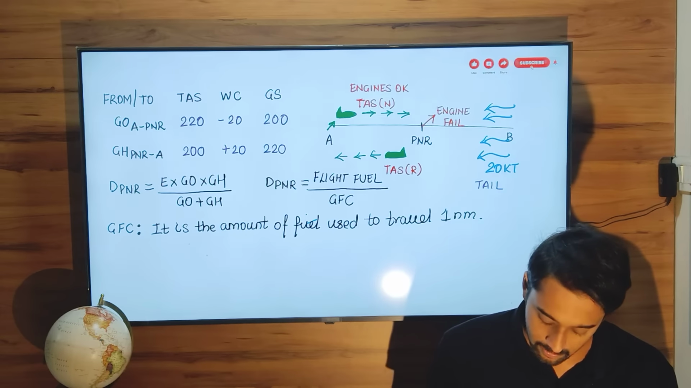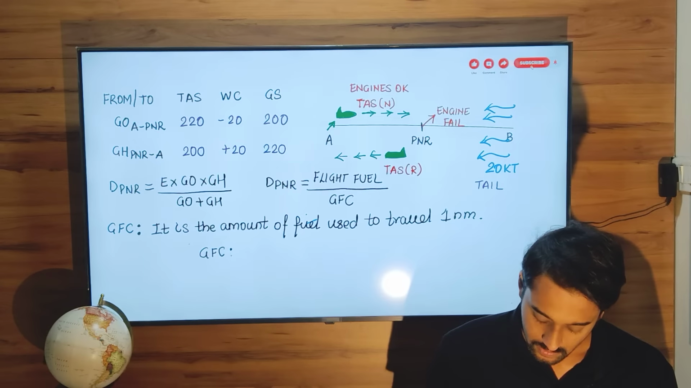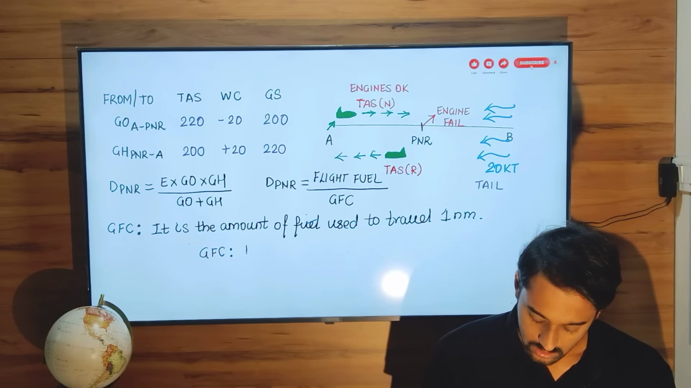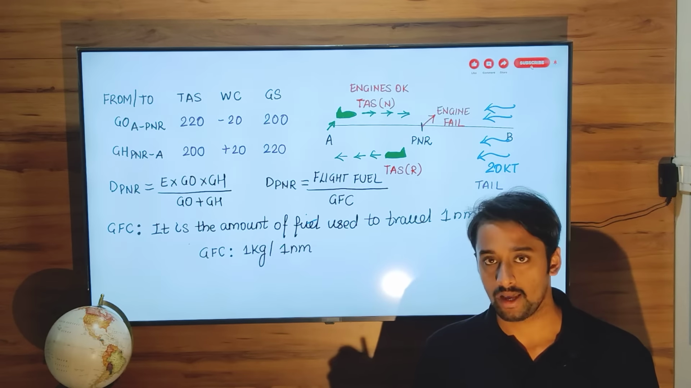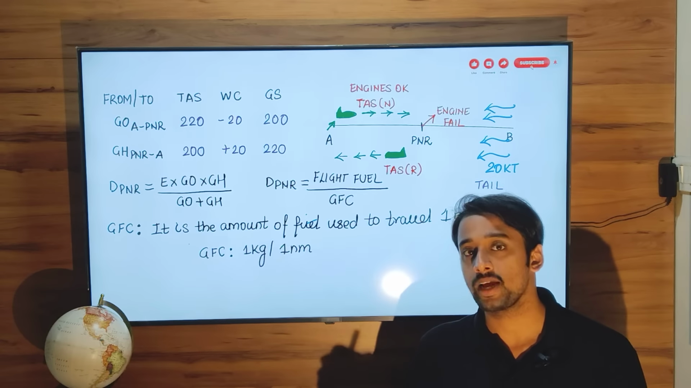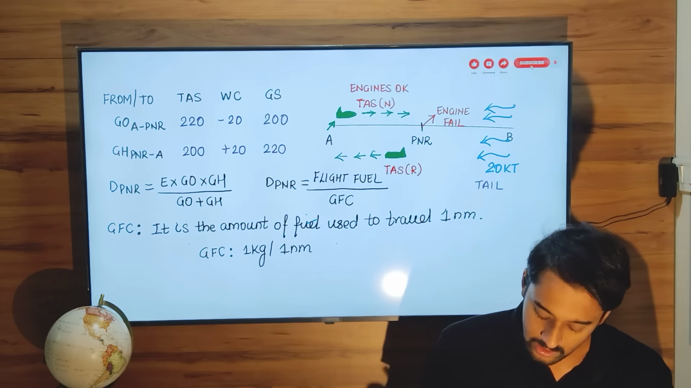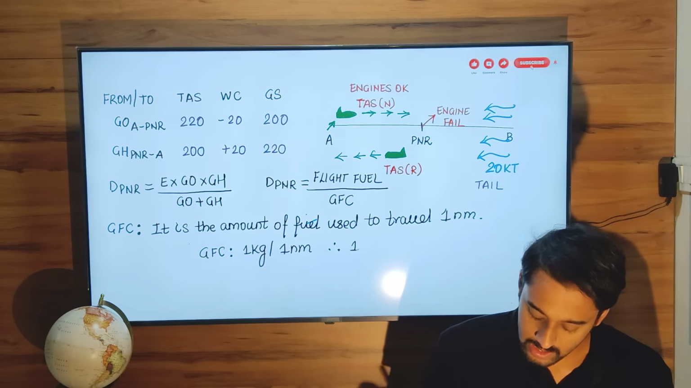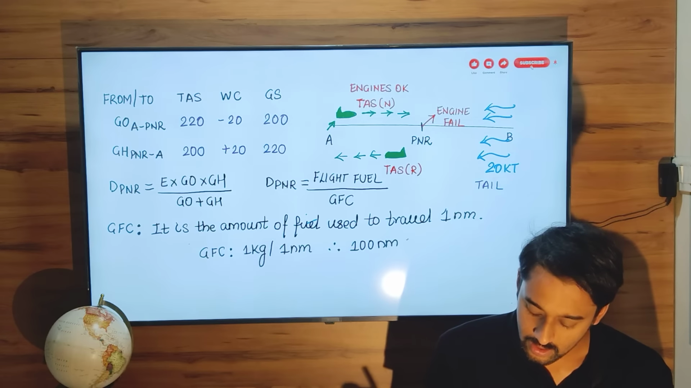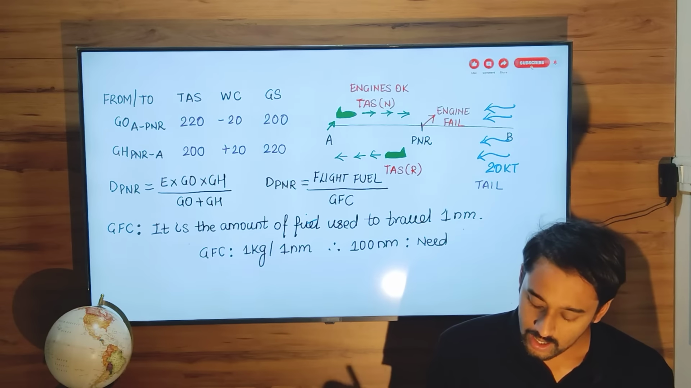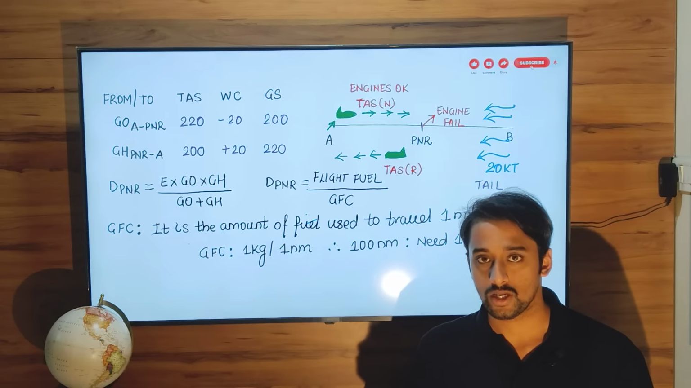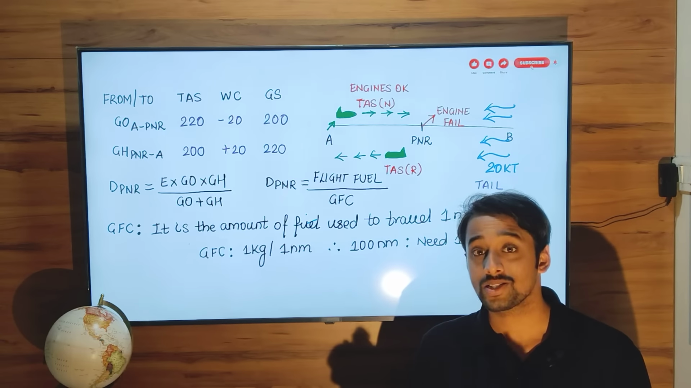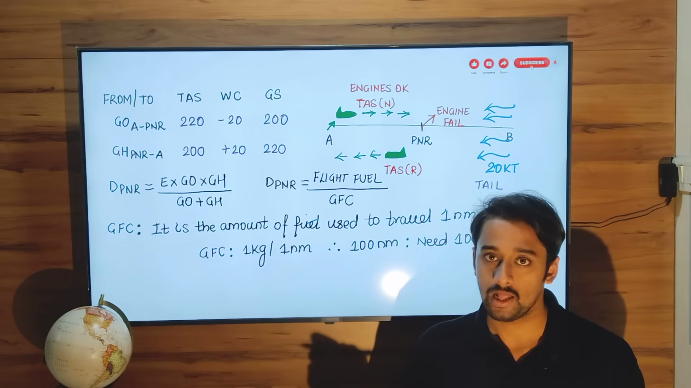To cover every 1 mile, 1 kg of fuel for every nautical mile. So for 100 nautical miles, you will need how much fuel? You will need 100 kg of fuel. So that is your gross fuel consumption: how much fuel you need or are consuming to travel every 1 nautical mile.